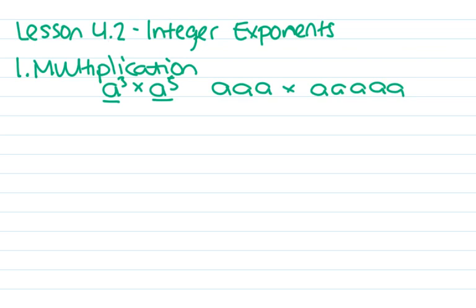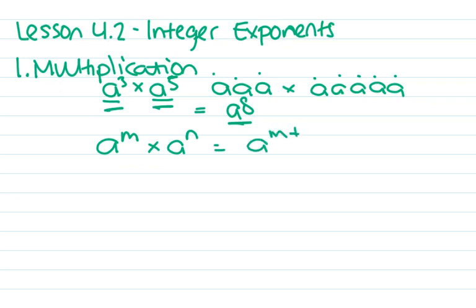Now to simplify that, that would become a to the power of 1, 2, 3, 4, 5, 6, 7, 8. I have 8 a's multiplied together. So, if I had a to the power of 3 times a to the power of 5, and that became a to the power of 8, what was my exponent rule? It was when I multiply powers with the same base, I add their exponents. So the general rule here is a to the power of m times a to the power of n equals a to the power of m plus n.